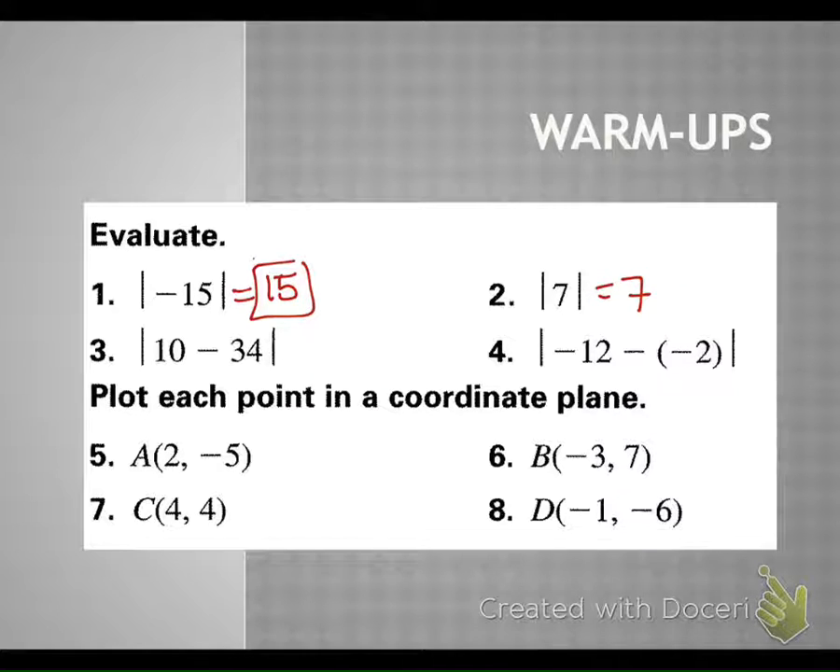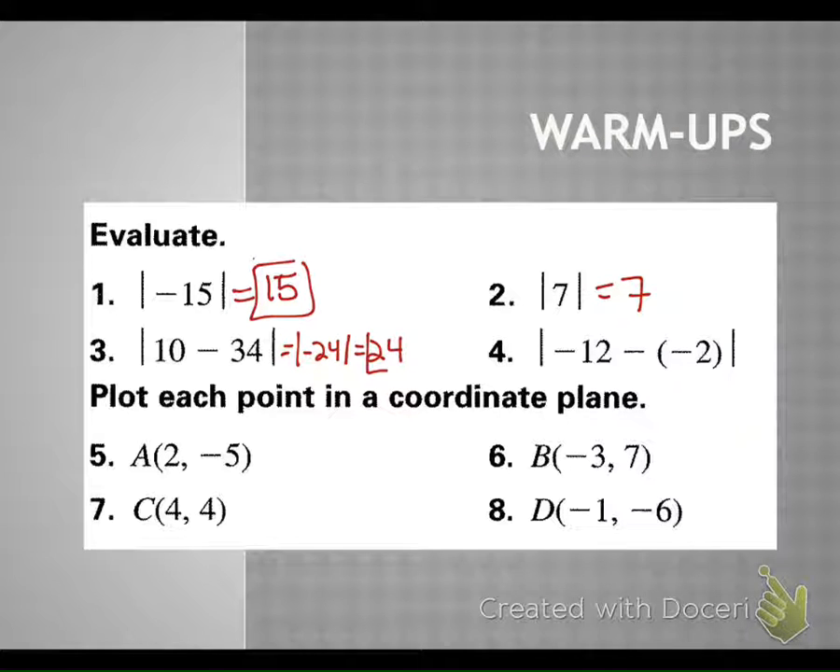Now we have an operation happening inside the absolute value. So we got to do the operation first. So we have 10 minus 34. What do we get when we do 10 minus 34? We end up with that negative 24. It's our absolute value, and the answer is going to be 24.